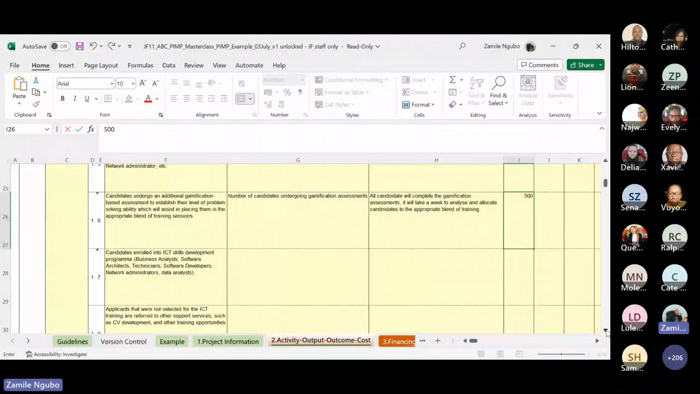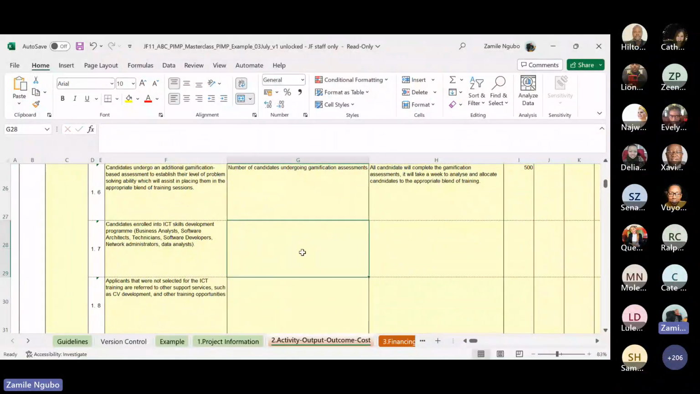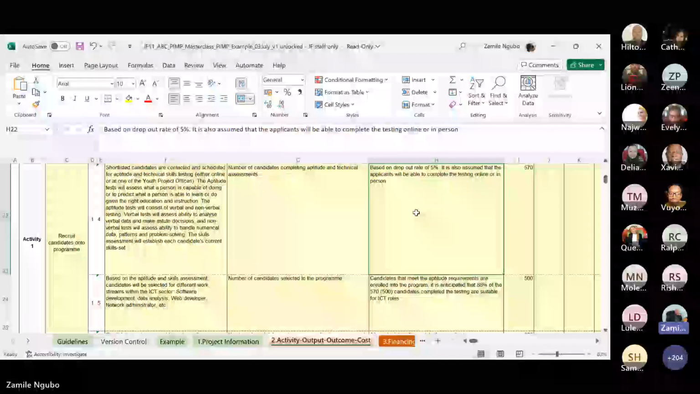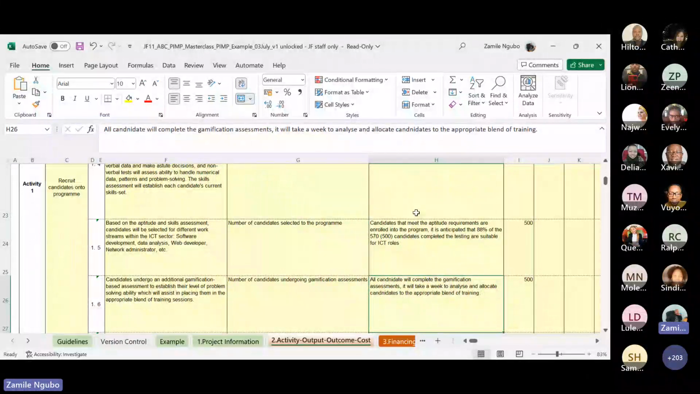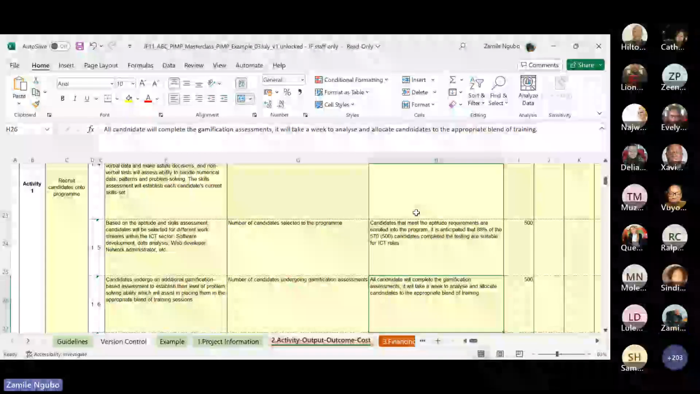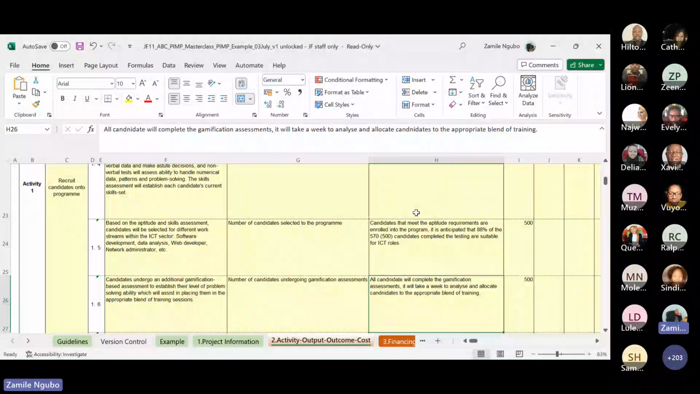I'm not sure if we have questions before I proceed to the last two sub-activities. There's a question from Pumutsu. The question is, do we then assume that our project is based on us enrolling 500 youth? I would assume that the question relates to this particular example and not a specific application. Yes. So this is for demonstration purposes only, just to demonstrate how to complete the PIMP. This is only the example.